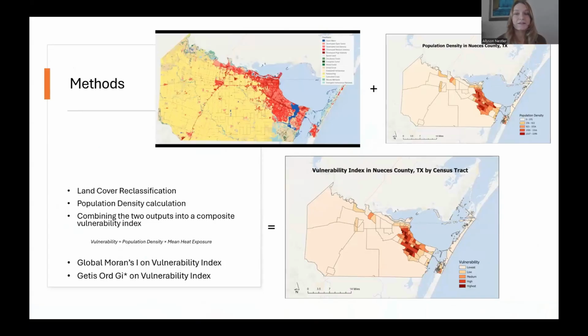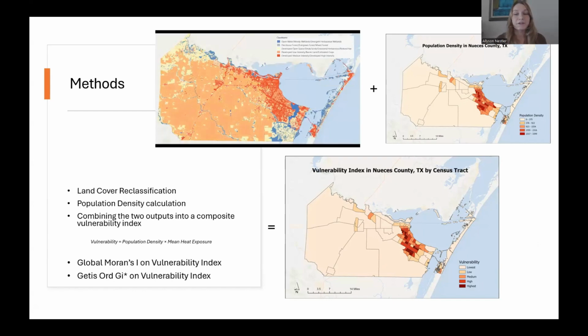And the method to start was the reclassification of the National Land Cover Database land cover classes into a 5-level heat exposure scale based on relative heat retention. So things like water, wetlands, and vegetated areas received lower values, while highly developed areas received higher values due to greater impervious surface coverage and reduced vegetation.